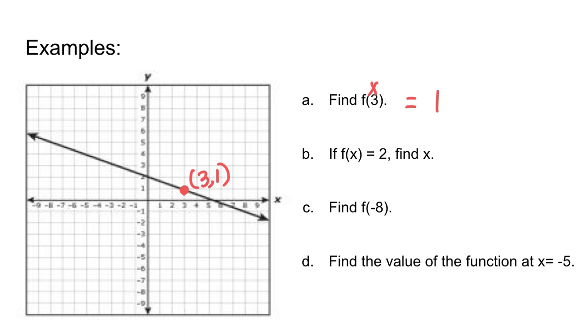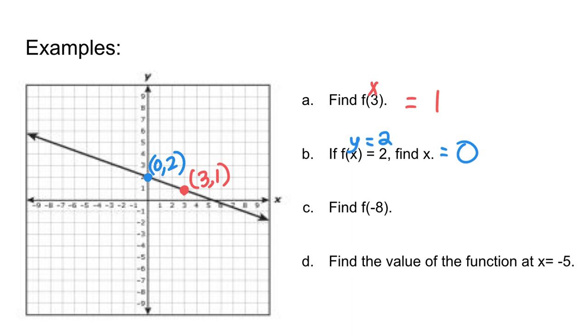Now B says if f of x equals 2, find x. Remember, f of x is the same thing as y. So if y equals 2, what is x going to be? So I'm going to go along my y-axis this time, find the value at 2, and here's where my line is at. So this point is going to be my solution for that. So that point is 0, 2. They wanted me to find x, so 0.